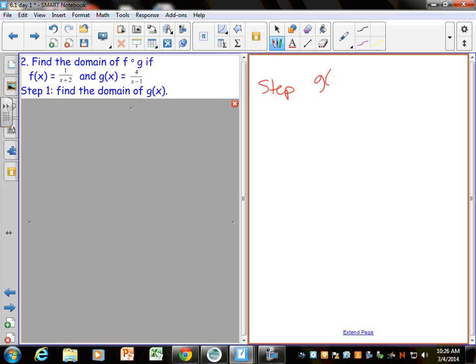So if g of x equals 4 over x minus 1, what can't x equal? 1, right? Because I can't have 0 in my denominator. So that means for f of g of x, that's also going to be a restriction, but I'm just going to remember this now. I'm going to say x cannot equal 1. I'm not even going to write it in fancy domain lingo right now. Step 2 gets a little crazy, okay?